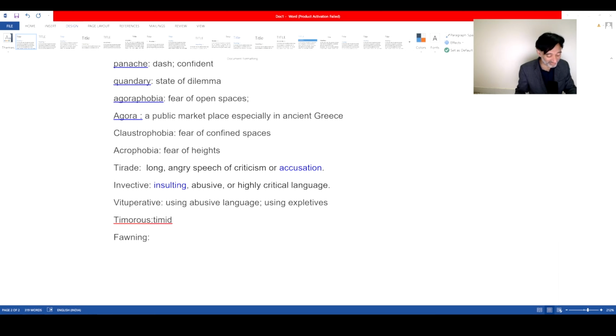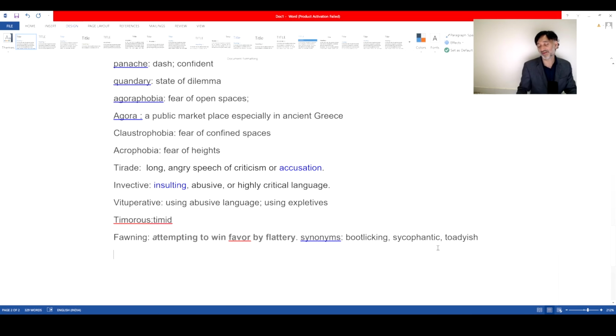Okay. So let me just write down these meanings. Fawning is attempting to win favor by flattery. Synonyms: bootlicking, sycophantic. Remember this word sycophantic. It is similar to toadish. Basically, you are behaving in a very slave-like manner and trying to court favor by flattering, not sincere adoration, kind of attempting to win favor. That is what it is basically. A fawning attitude is not really good, right?